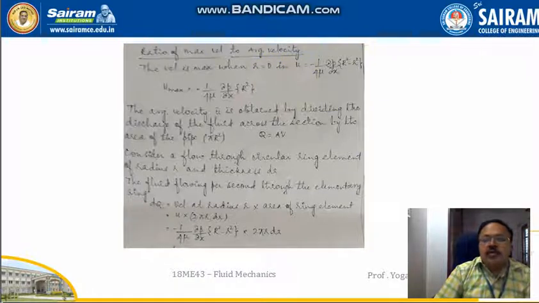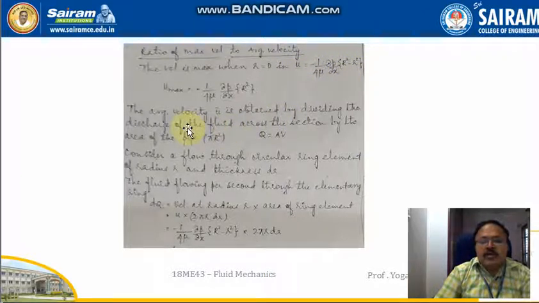So we have from the previous equation, u is equal to minus 1 by 4 mu of del p by del x of capital R square minus small r square. So we have u max is equal to minus 1 by 4 mu of del p by del x into capital R square, substituting small r as 0. This velocity equation we arrived at in the earlier part.